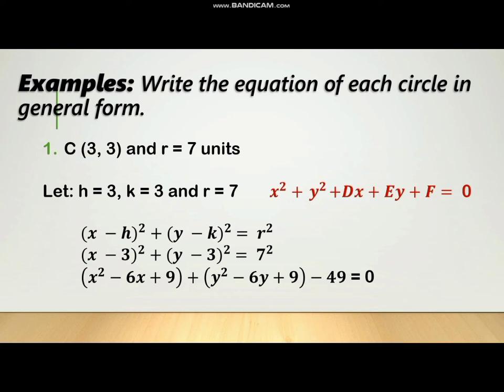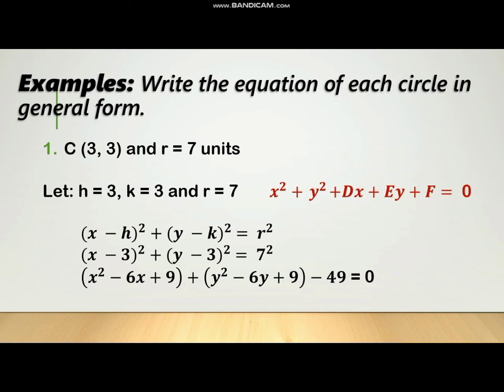And then for y, we have the square of y minus 3, that is y minus 3 times y minus 3, which is y squared minus 6y plus 9. And then, yung 7 squared ay 49. So, bakit naging minus? Kasi transpose. Kaya, minus 49 equals 0.